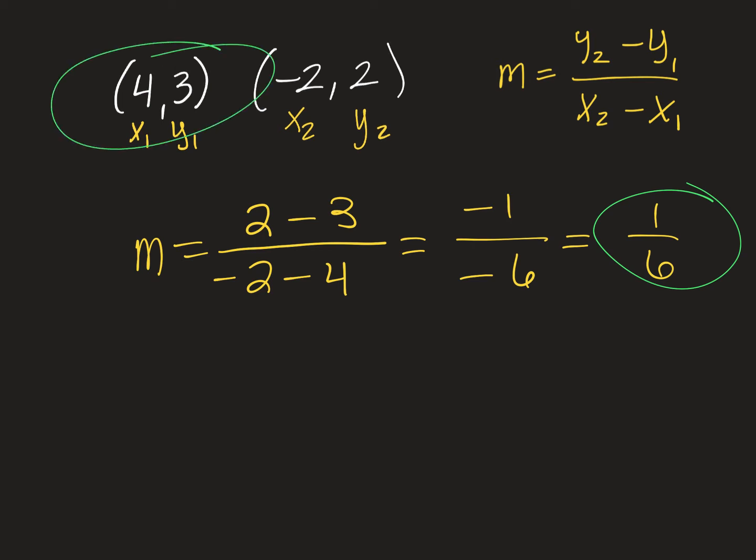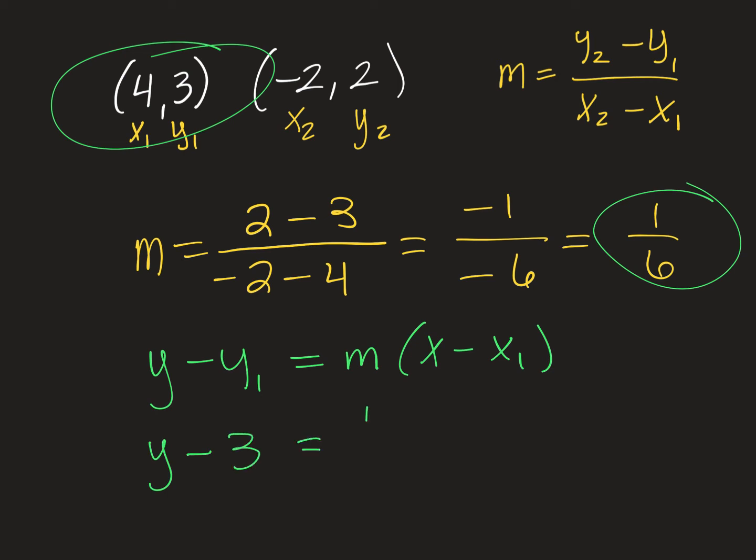All right, so now, remember, our formula was y minus y1 equals m times x minus x1. So we're using that 4 and 3 point. So y minus 3 equals 1/6 times x minus 4.